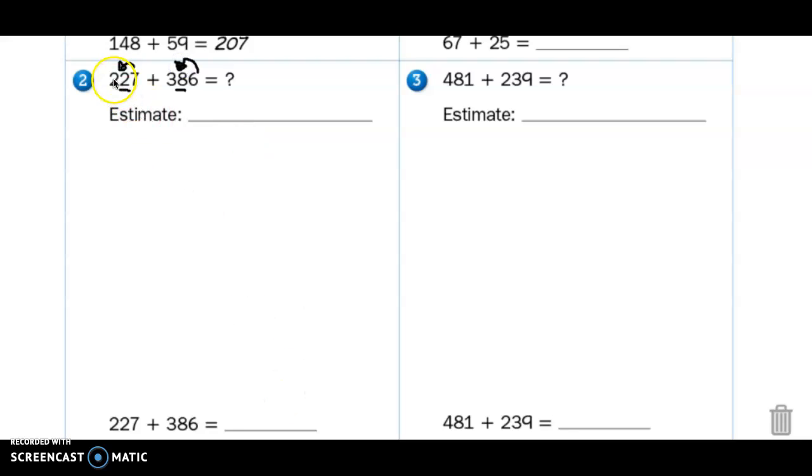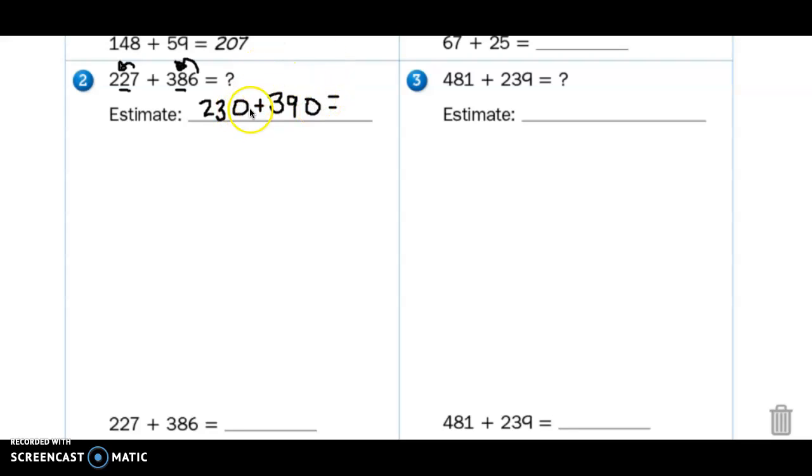Let's find out. 220 or 230? Well, 7 is 5 or more, so we're going to raise the score. That means our 2 becomes a 3, and anything after the rounded place becomes a 0. So 230 plus 380 or 390. Well, 6 is 5 or more, so we raise the score. 8 goes up to 9, and anything after becomes a 0. 390. What is 230 plus 390?